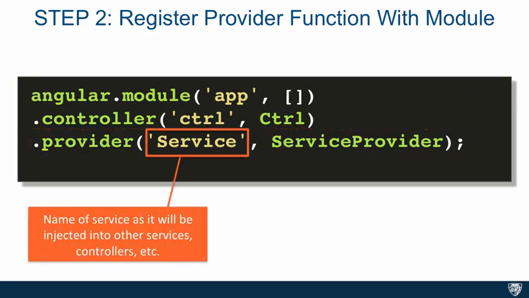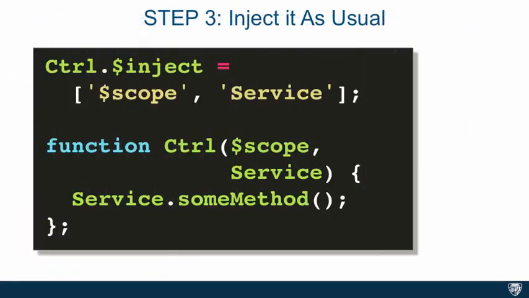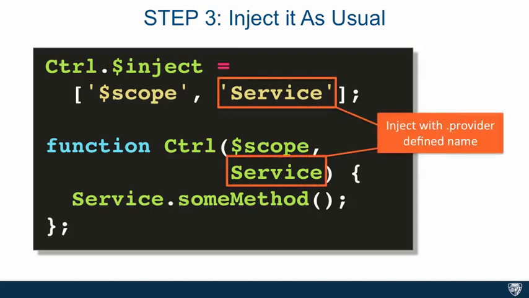Now notice that the name that you're supplying in the provider function is the name of the service as it will be injected into other services, controllers, and so on. The name of the function or the service provider function does not matter at all. The third step is to inject our service just as usual. And you'll notice here that what we're injecting is whatever the .provider defined name was, not the service provider function. Our .provider declared that we're going to have a service called service, and therefore what we're injecting is also called service. Well, so far we haven't really configured anything.